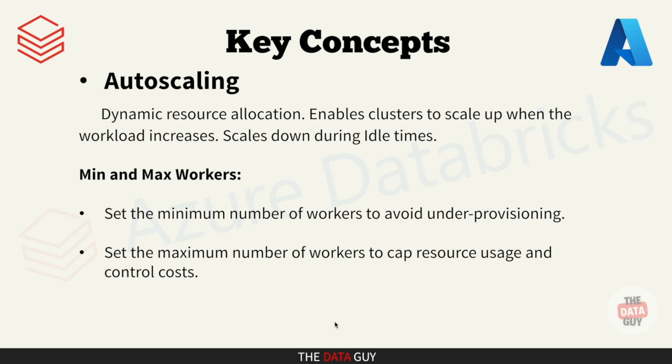minimum workers and maximum workers. Set minimum workers to ensure you always have enough workers to handle your baseline workload. And for maximum workers, you can set an upper limit to control cost and prevent over-provisioning. Autoscaling is ideal for dynamic workloads as it ensures you are only paying for the resources you actually need.